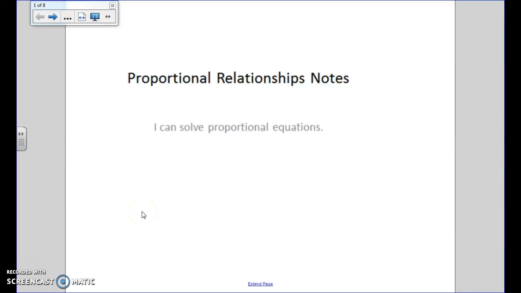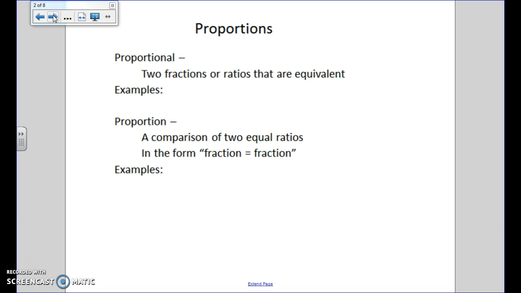All right, this is Mr. Gillum, and today we're going to start talking about proportional relationships and looking at those in equations. And so I guess the first thing we can talk about is what the word proportional means.